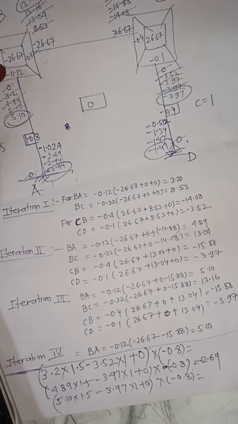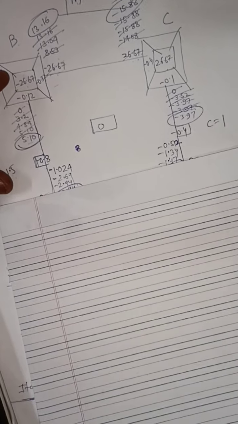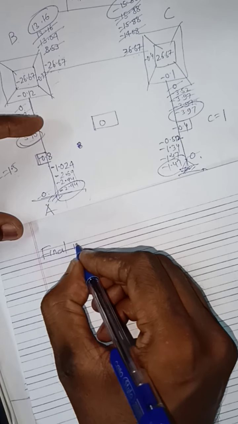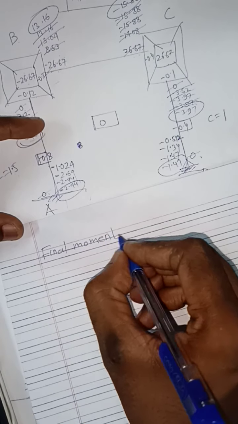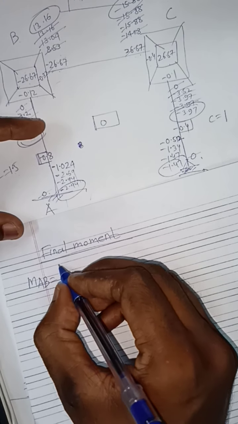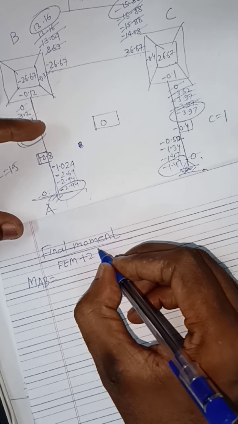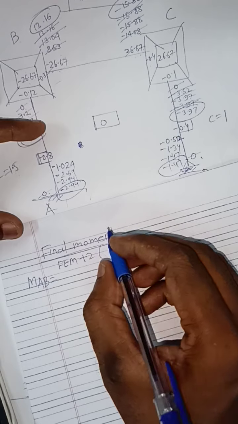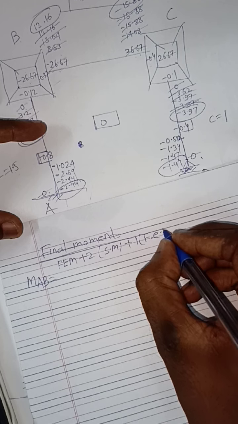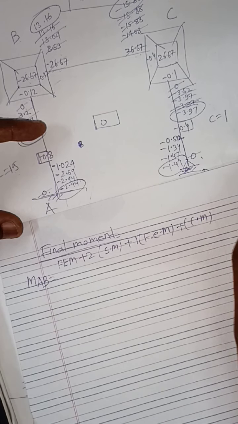Now finally we have to calculate the final moment. So the formula for final moment, M of AB, equal to, first of all fixed end moment we have to write, then 2 times the support moment, the same moment, plus 1 time far end moment we have to consider, then see M, that is column moment we have to consider, that is the final answer.